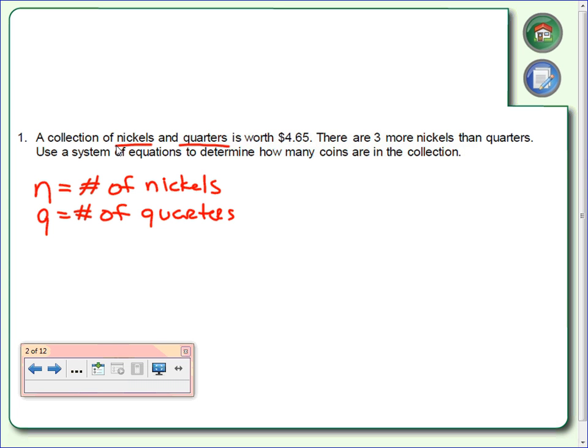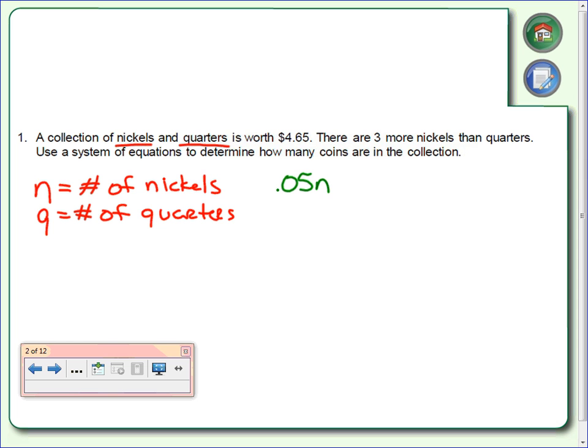Does anybody remember how much a nickel is worth? 5 cents. And how do you write 5 cents? Not 5, not 0.5. There it is, 0.05. So 5 cents is written as 0.05. So each nickel is 5 cents.